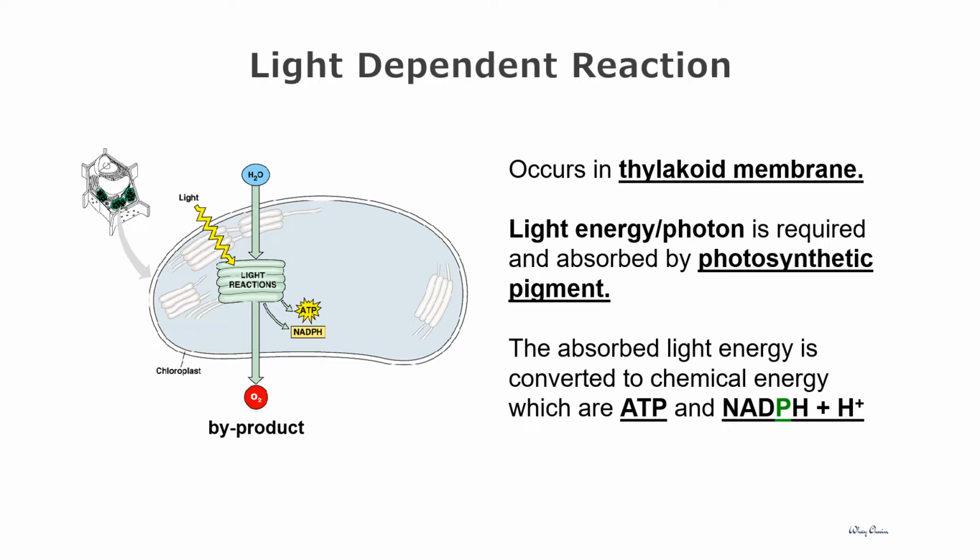Photosynthesis occurs in the organelle chloroplast, and the light-dependent reaction occurs at the thylakoid membrane, or the membrane of the thylakoid, where the light energy of photons is absorbed by the photosynthetic pigments, or chlorophylls. The absorbed energy will be converted to chemical energy such as ATP and NADPH or H+. In cellular respiration, we learned that high energy molecules such as NADH and FADH2 are produced. But in photosynthesis, the high energy molecule involved is NADPH. That's the P here. And at the same time, at the end of the light-dependent reaction, an oxygen molecule will be produced as a byproduct.